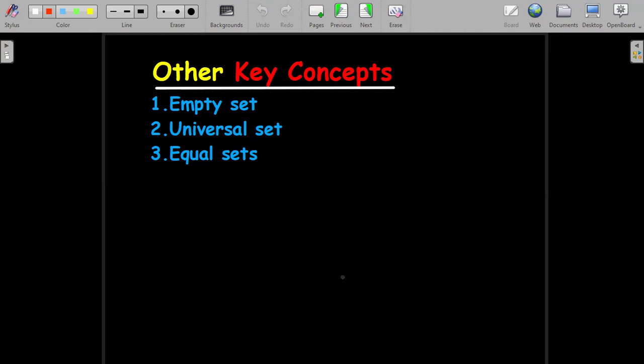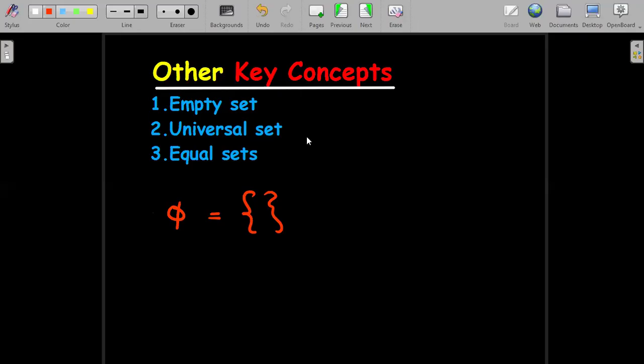Another key concept that we just want to stress in this class is the empty set. An empty set, by definition, is just a set that does not contain any elements. So it is empty. There's nothing in there. Of course, the set is denoted like that. So this is an empty set. And of course, it can also be written like this. Okay, it can be written like that. So that's an empty set.